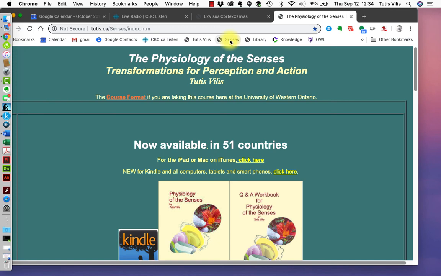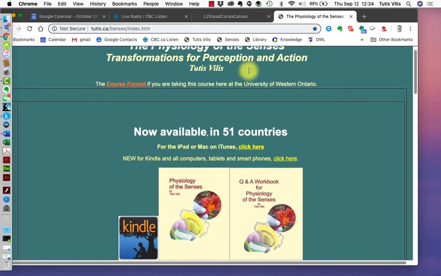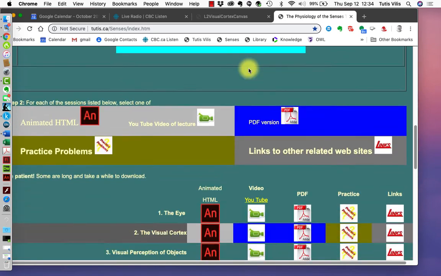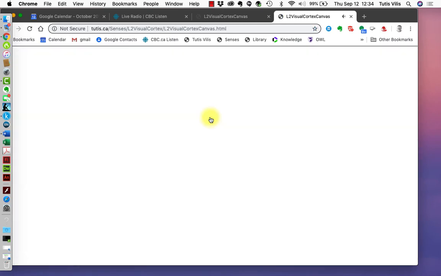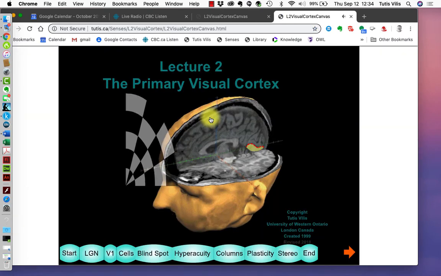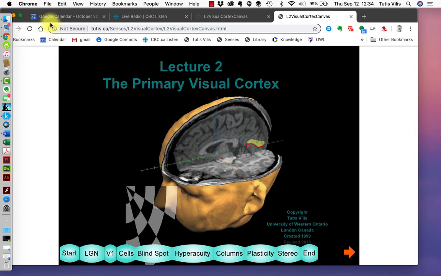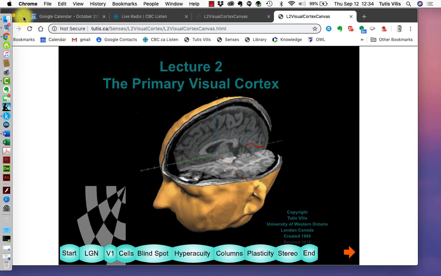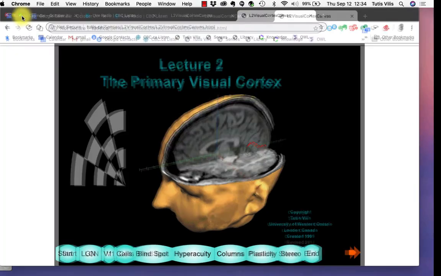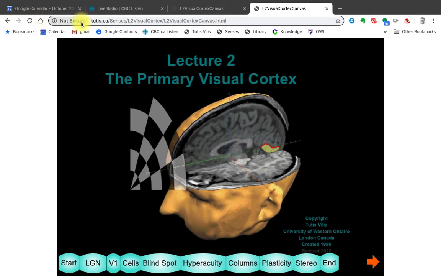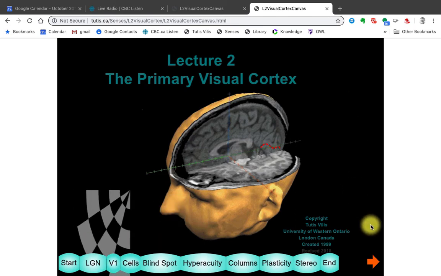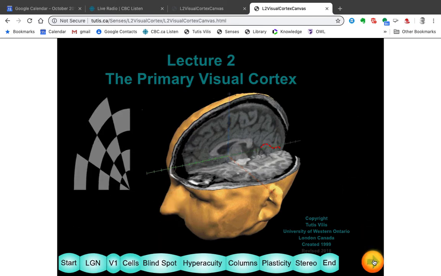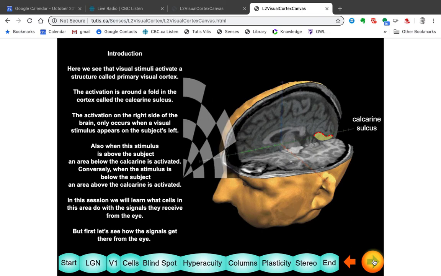Okay, so last week we talked about the eye, and so today it seems natural to talk about where the signal from the eye goes to. And so we'll talk about a structure called the primary visual cortex.